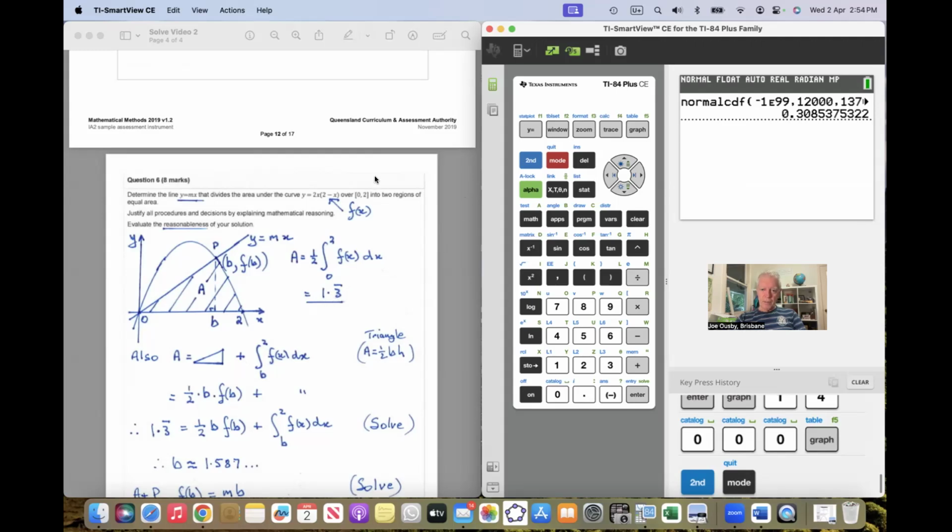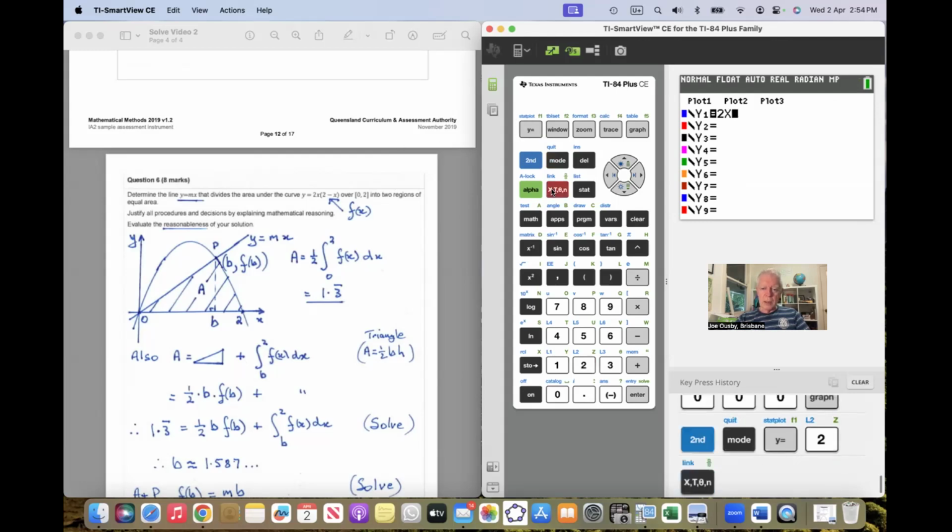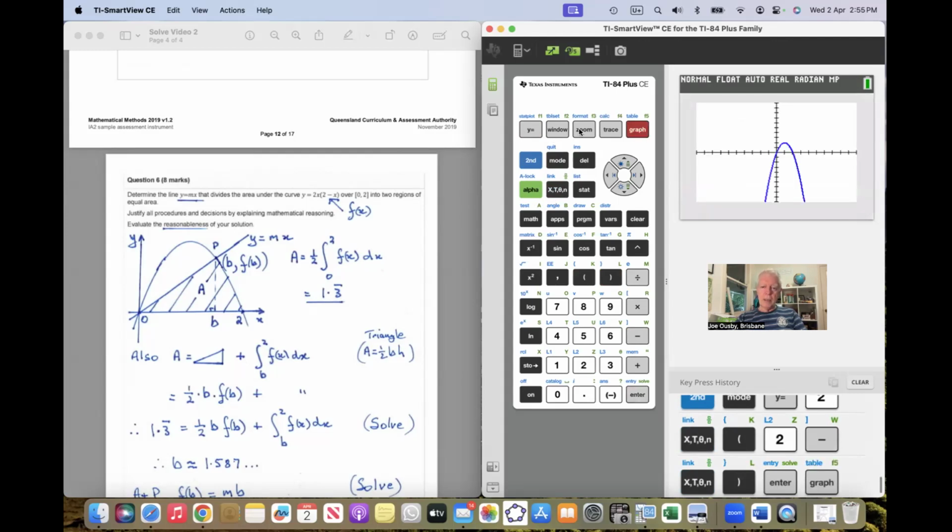Now, because I'd put the function in my calculator, it was a straightforward process to actually establish that the answer was 1.3. So if we go back into y equals there and type in the function, it would be 2x brackets 2 subtract x brackets, and then that's the function. So the function's in the calculator, and of course, when you graph it, it looks like that. The window's slightly crazy in this situation, but probably no need to adjust it because I know what I'm looking for. For some students, it would be smart to readjust the window, but I'm inclined not to here.